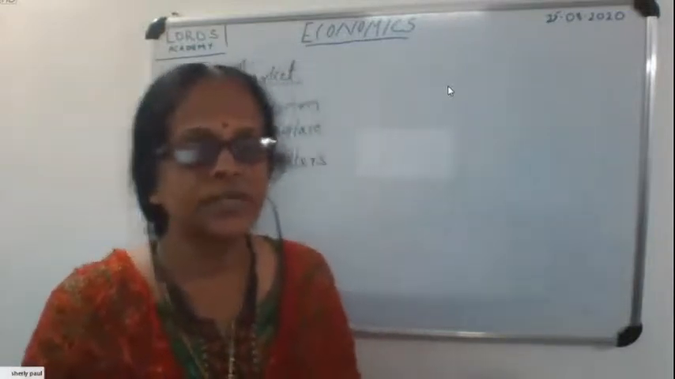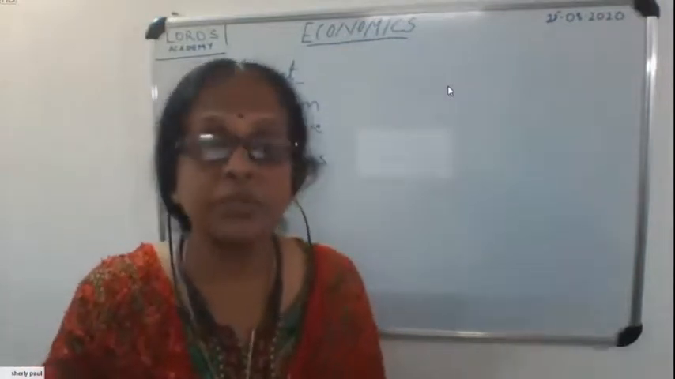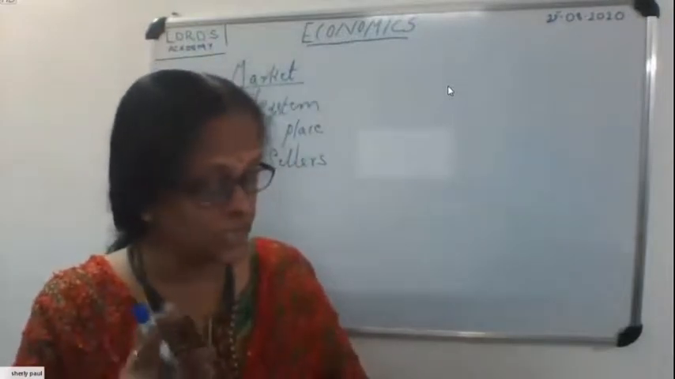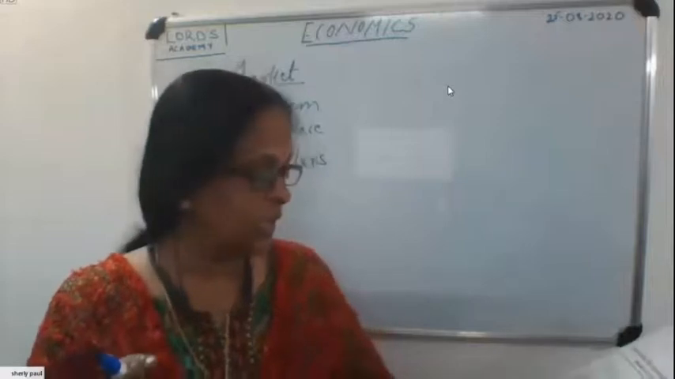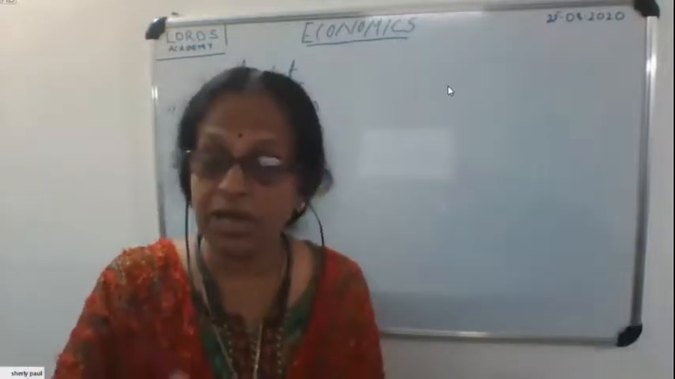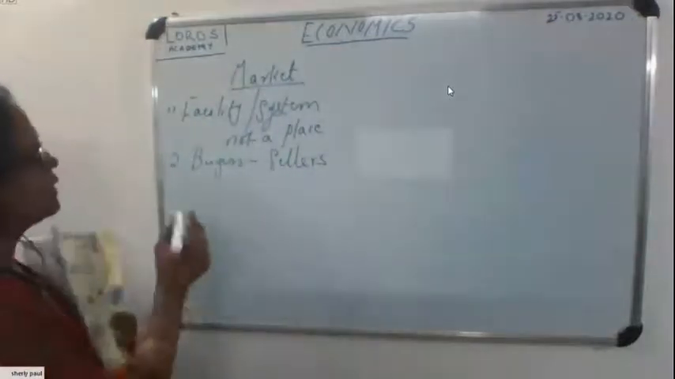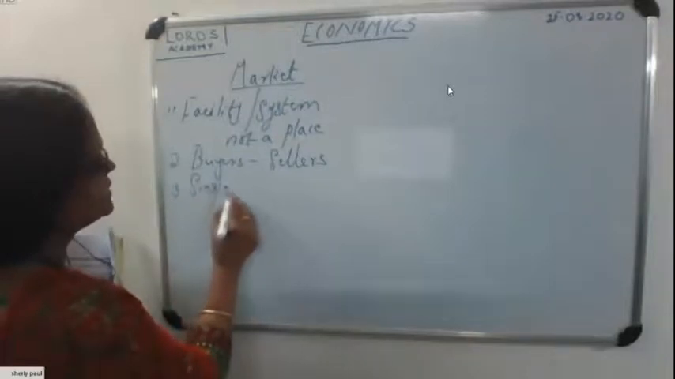What is the third characteristic? Third characteristic, a single commodity. Many times I repeated this one. A market means a market for a single commodity alone. Only one commodity when we are talking about it. There may be different markets for different commodities. Therefore, only a single commodity. These are the three characteristics of market.